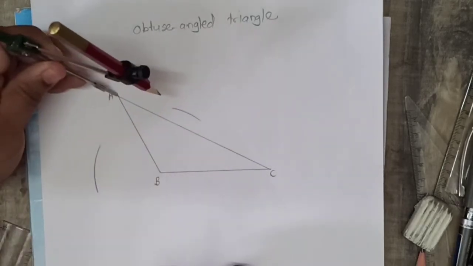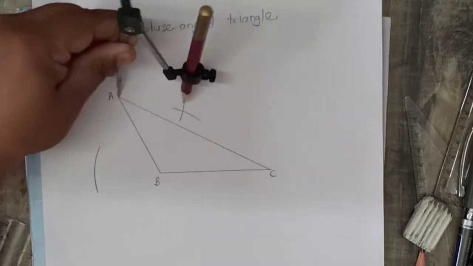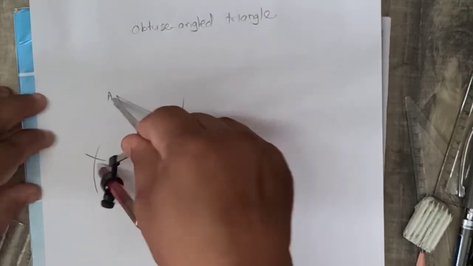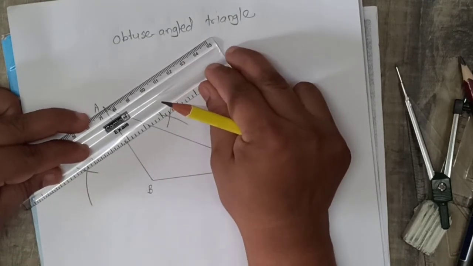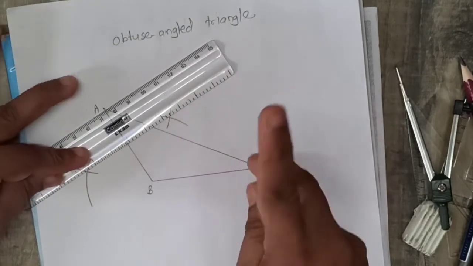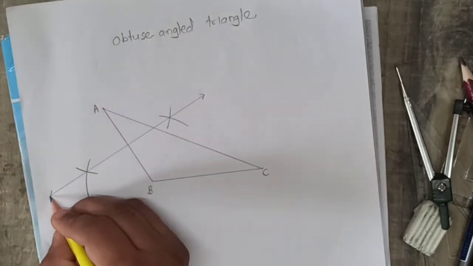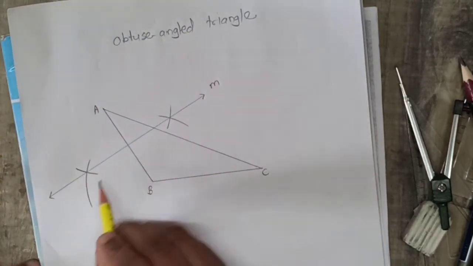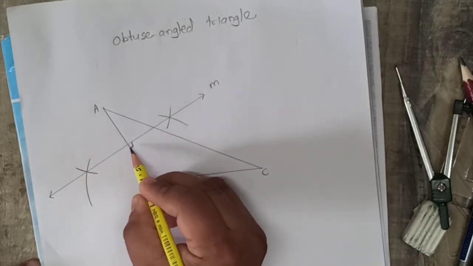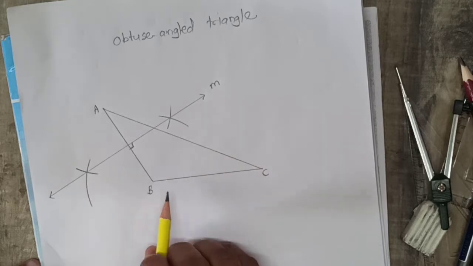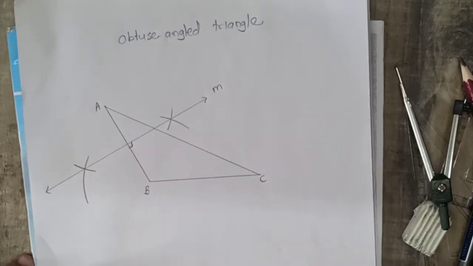Again place the metal tip of the compass on point A. Draw the intersecting arc to the previous arc and draw this line. So suppose I give the name to this line as M. Line M is a perpendicular bisector of segment AB. Like this, draw the other two perpendicular bisectors of each side.